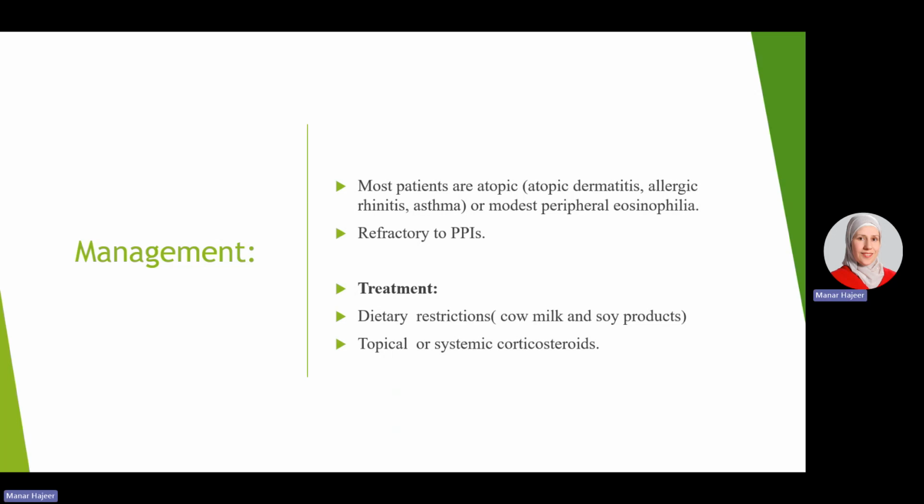The treatment for such cases is by dietary restrictions, especially the diets that cause symptoms for the patients, like cow's milk, especially in children, and soy products. So dietary restrictions are of benefit, and sometimes they give them topical or systemic corticosteroid therapy. So PPIs have no value in the treatment of eosinophilic esophagitis. That's why we have to differentiate between them, and the differentiation is not always straightforward.